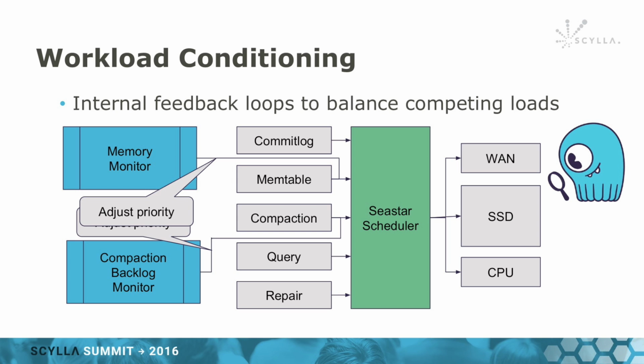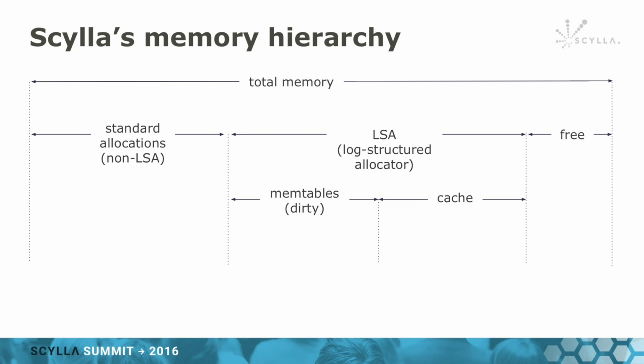So again, same thing, we can adjust priority. We can say, all right, the mem tables are not getting the attention that they need. Give them more until you reach an equilibrium point. And this is done through a series of feedback loops. That's pretty much what it is.